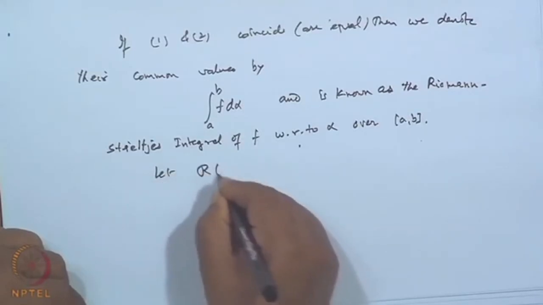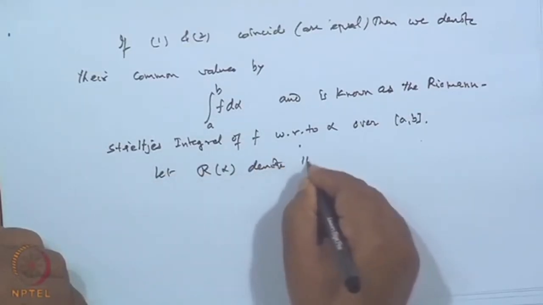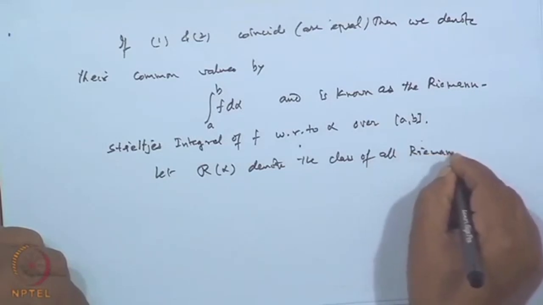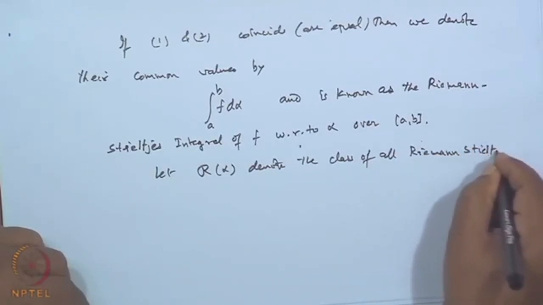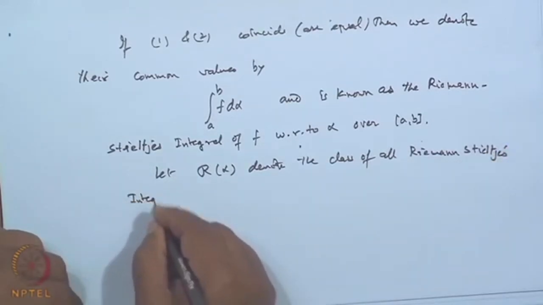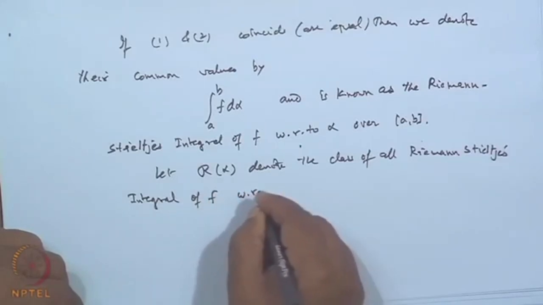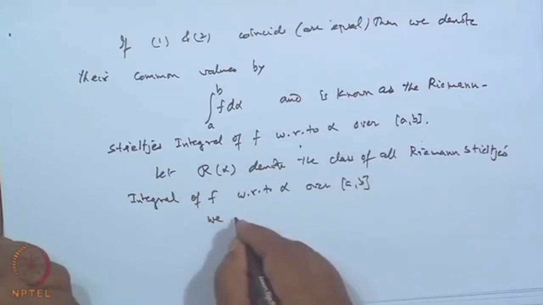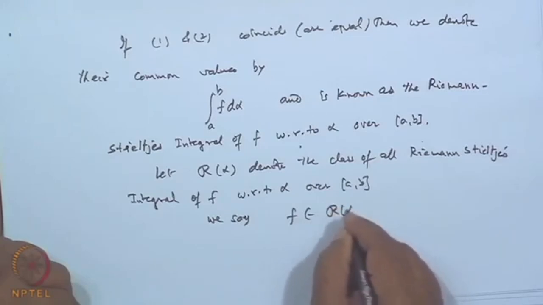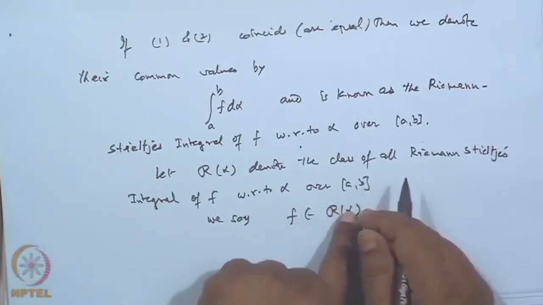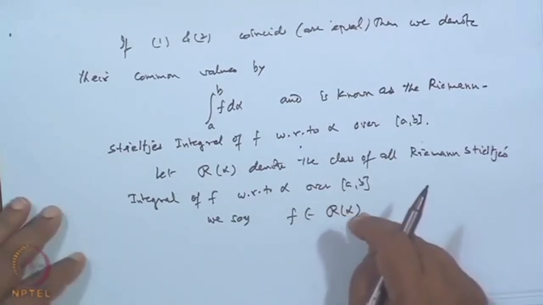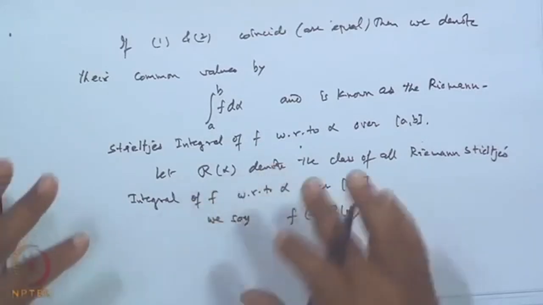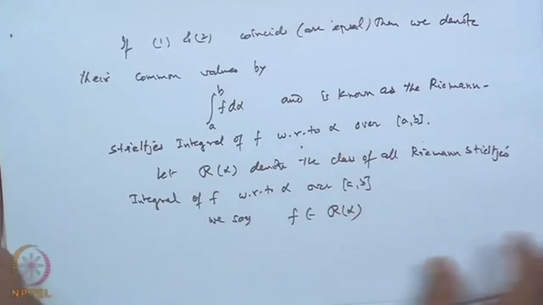Let R(alpha) denote the class of all Riemann-Stieltjes integrable functions f with respect to alpha over [a, b]. In this case we say that f belongs to R(alpha). There we denote it simply by R, and here we denote it by R(alpha). In both cases I am considering f to be a bounded function, need not be continuous. Here also alpha need not be a continuous function.